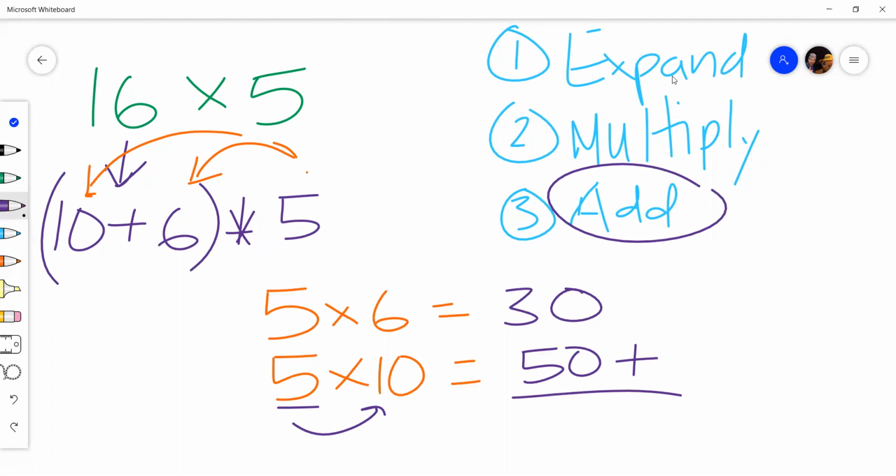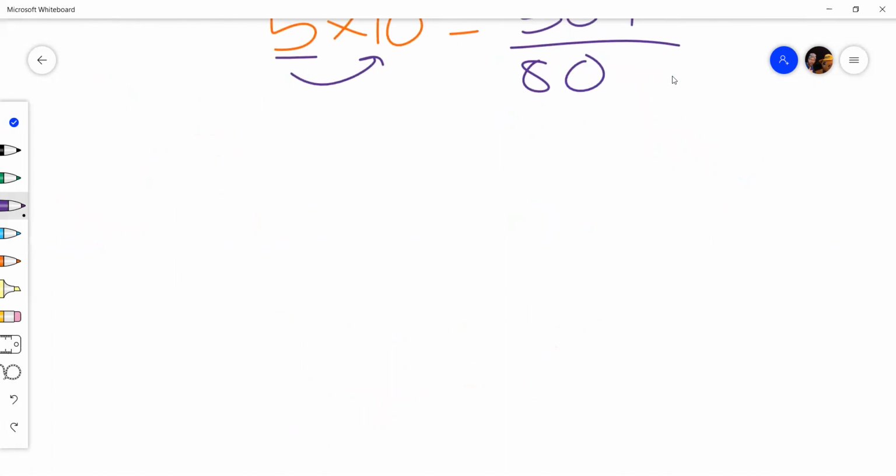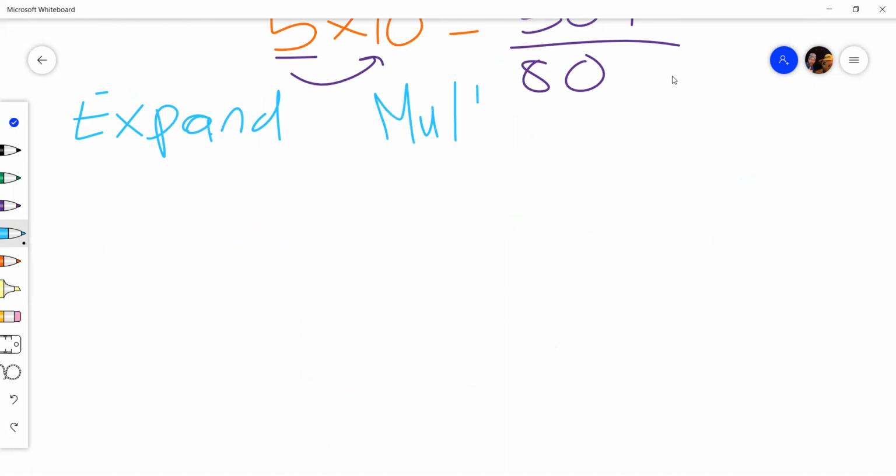And now we're just going to add those together. And it's 80. And that is what 16 times 5 equals: 80. So again, expand, multiply, add. Okay, let's do one more. I'm going to put it up. Again, feel free. I'll put the steps across the top this time. Expand, multiply, then add. Whew, had my steps wrong.